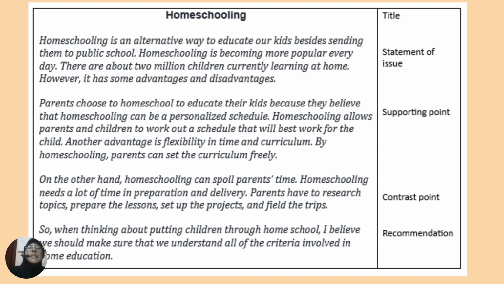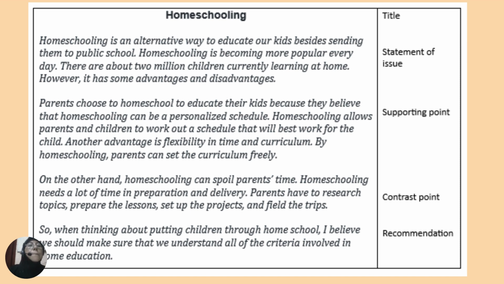And the statement of issue in this text is: homeschooling is an alternative way to educate our kids besides sending them to public school. Homeschooling is becoming more popular every day. There are about 2 million children currently learning at home. However, it has some advantages and disadvantages. Now, this part is the statement of issue. Then next, after the statement of issue, are the supporting points. We can show them in the second paragraph of this text.